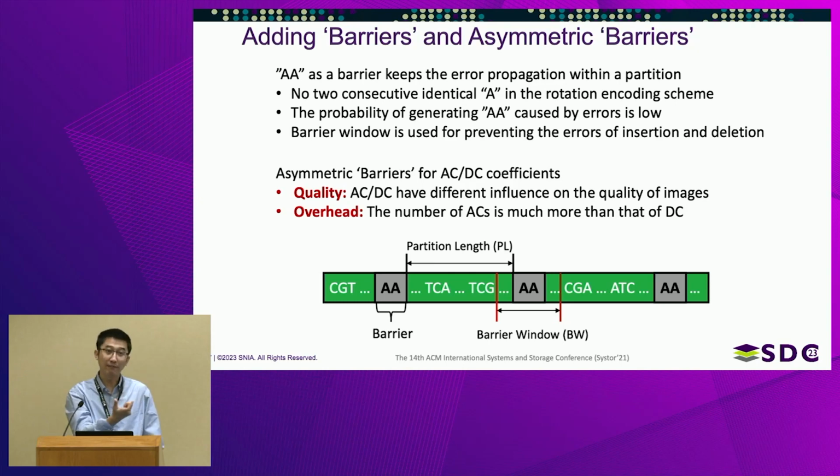But we have a limited number of primers, so the scalability of this kind of random access is not good enough, I would say. Great question, thank you.